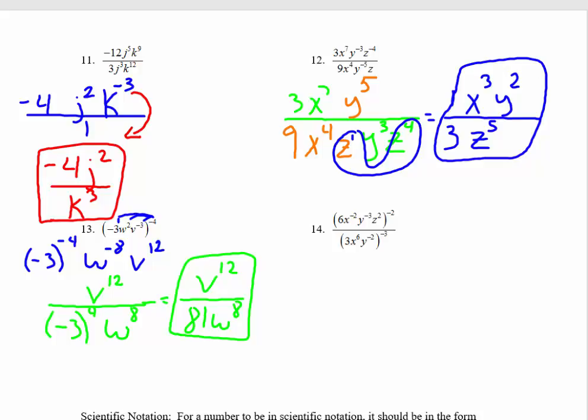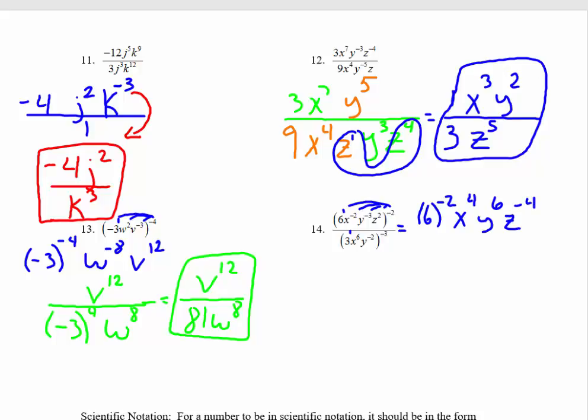So 6 has a power of 1, and 3 has a power of 1. We'll distribute the power on the outside to every power, right? Power times power. So on top, we're going to keep 6 in parentheses. It's going to be raised to the negative 2 power. Negative 2 times negative 2 is a positive 4. Negative 3 times negative 2 is positive 6. And 2 times negative 2 is negative 4.